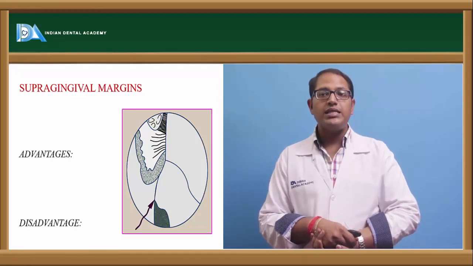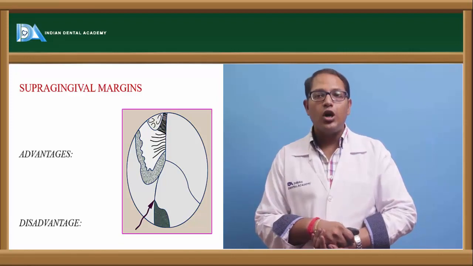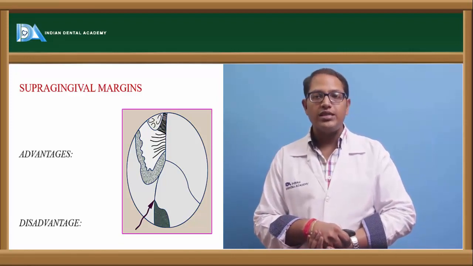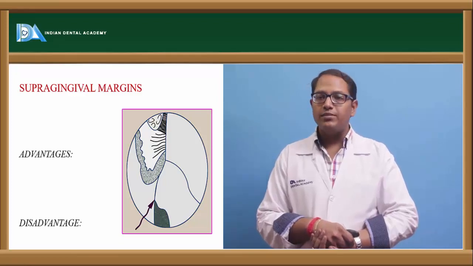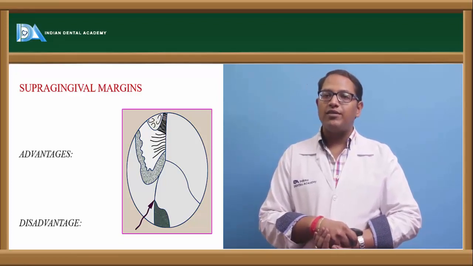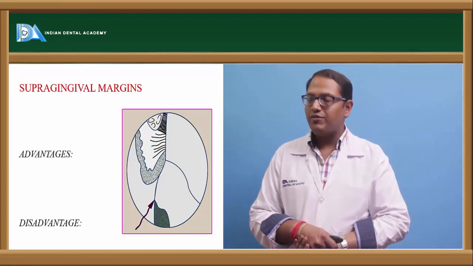Disadvantages being metal show is there. You can see some metal. Aesthetically, it is not indicated for anterior regions, not indicated in short clinical crowns. The proximal contact extends to the gingival crest. In case of root sensitivity, we cannot use a supragingival margin.